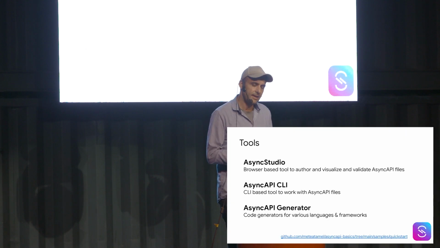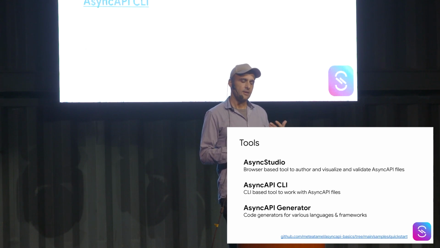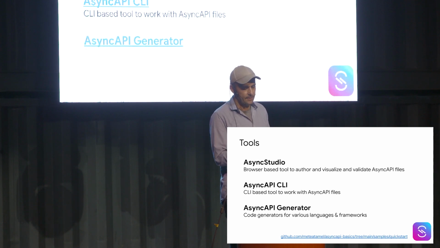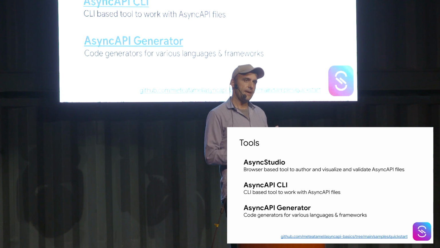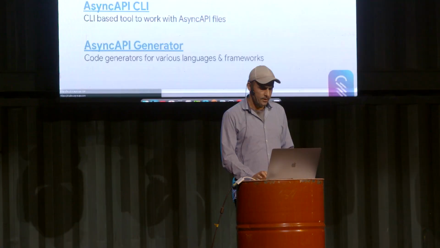So once you have your AsyncAPI spec, there's AsyncAPI Studio to visualize your architecture, and I'm going to show you an example of this. There's the AsyncAPI CLI to work with your AsyncAPI specs, so to validate your spec and to generate code from it and stuff like that. And then there's also the AsyncAPI generator to take your spec and generate code from that for different languages. And actually, let me show you AsyncAPI Studio quickly.